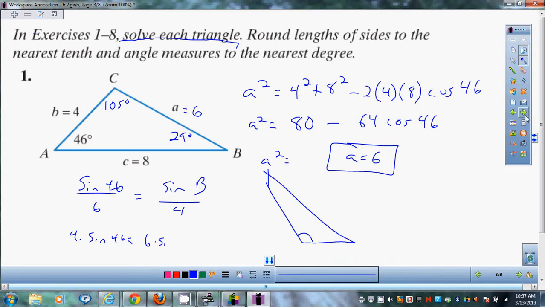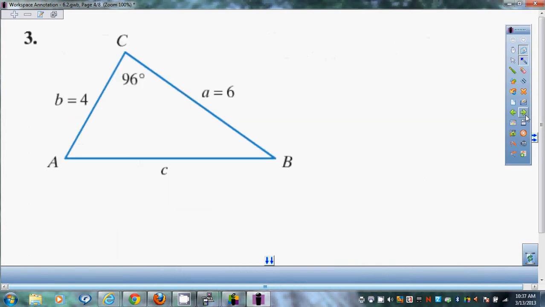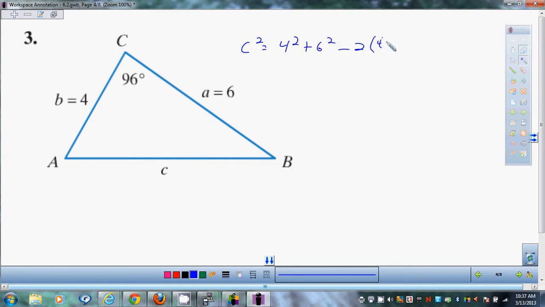All right, let's try this one. Holly, how am I going to set this up? You're going to use the law of cosines. T squared equals 4 squared plus 6 squared minus 2 times 4 times 6 times cosine. Wow, that's pretty flawless right there. Perfect. Because we're using angle C, side C is the one that goes over by itself. So, punch that in your calculator, see what you get.